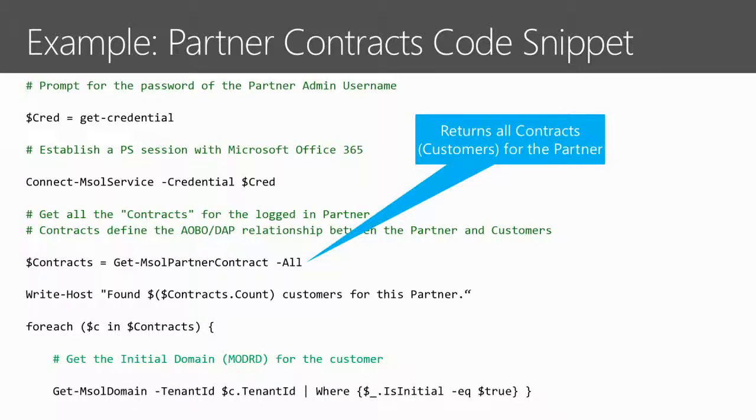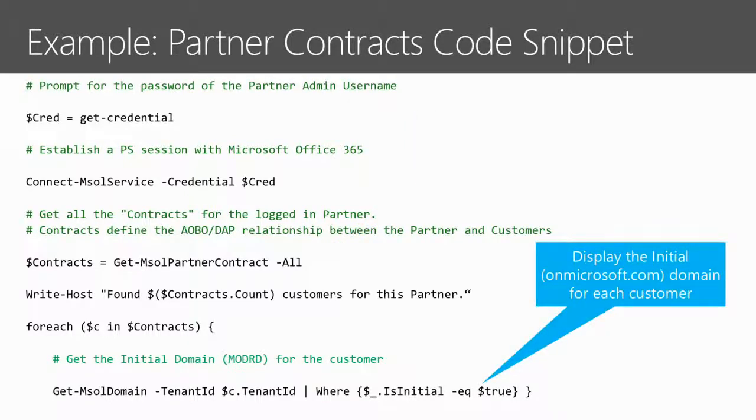The first thing I want to call your attention to is getting all of those contracts. Here I'm using the Get-MsolPartnerContract cmdlet within PowerShell to get a list of all of those partner contracts for my customers. This is the same list that Adam showed you that you see in PAC.